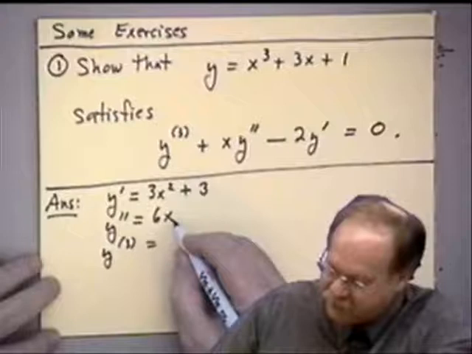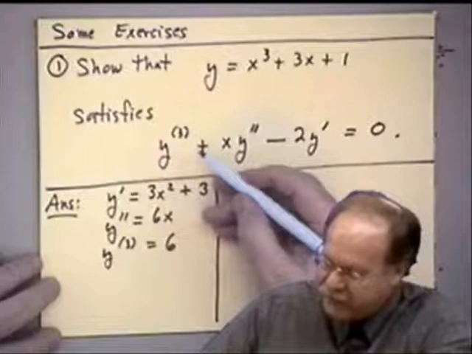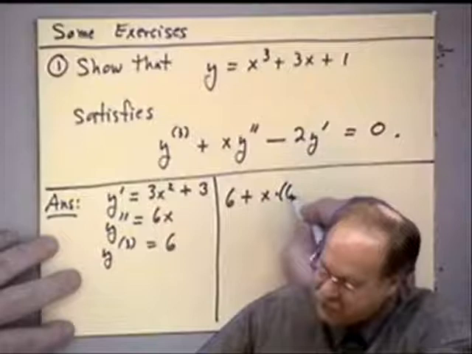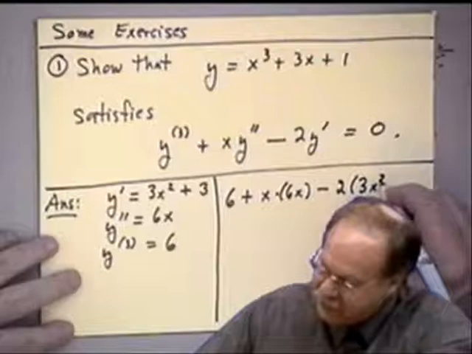So with those three derivatives, let's see if I put them in this equation whether or not I get 0. The equation begins with the third derivative, which is 6, plus x times the second derivative, which is 6x, minus 2 times the first derivative, which is 3x squared plus 3. Let's simplify this and see what happens.